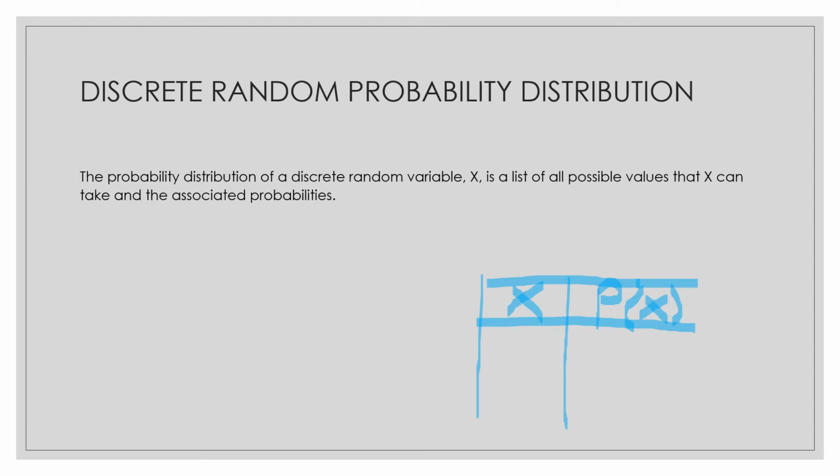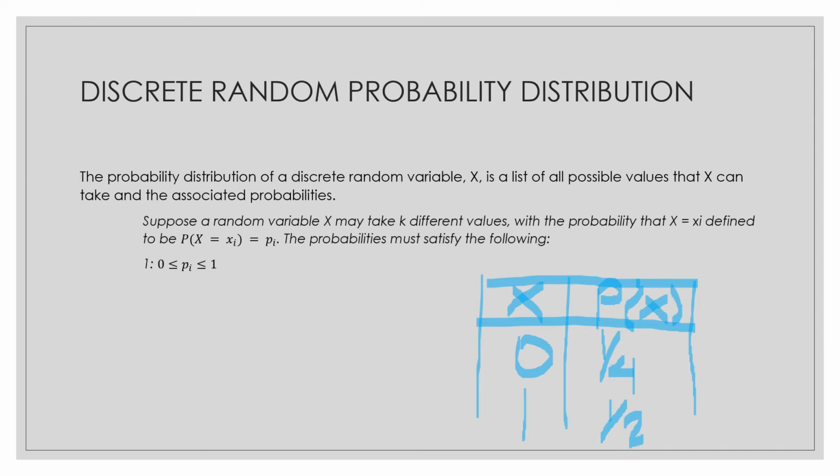So x can have values like 0, 1, and 2, and so on. P of x means that p of 0 is the probability that 0 will occur. This can be 1 over 4 or any value, right? And the probability of 1 can be 1/2, like that. So basically, this is how a probability distribution looks like.